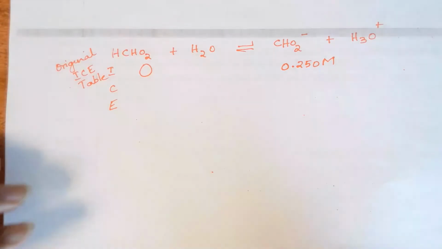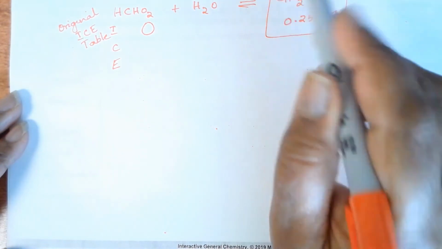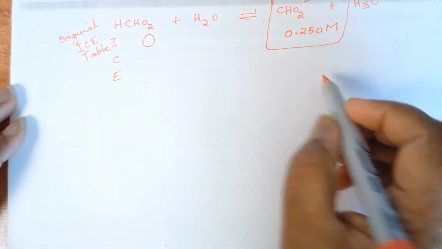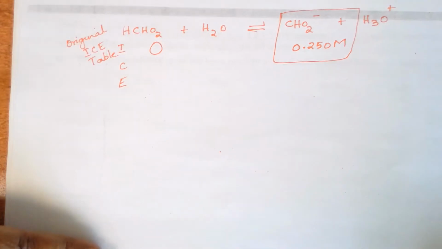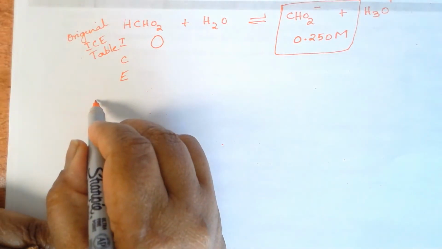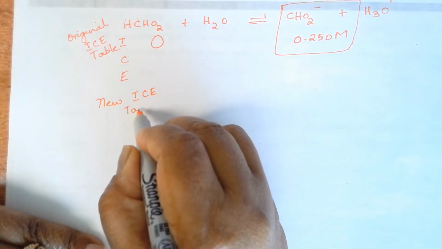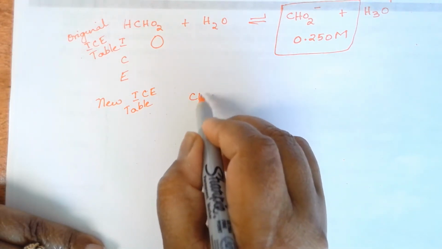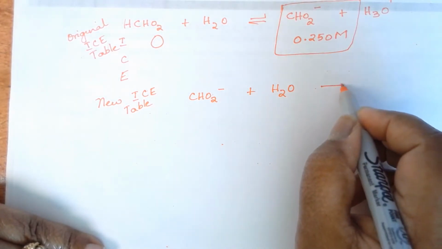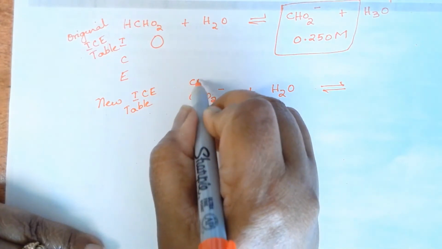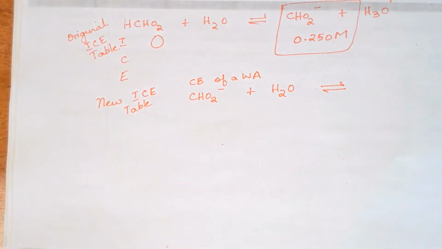So since you have a considerable concentration of the sodium formate, you're going to draw a new ICE table where this formate is going to react with water, conjugate base of a weak acid. Okay, conjugate base of a weak acid.